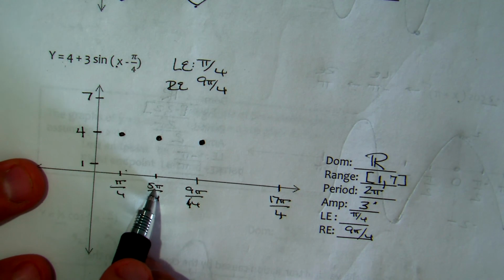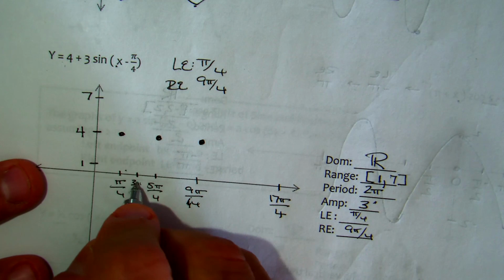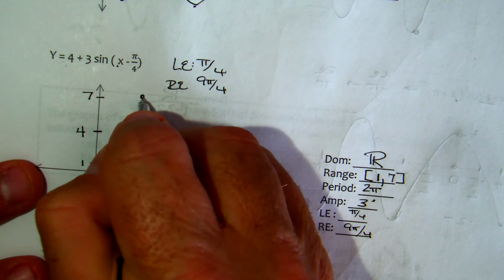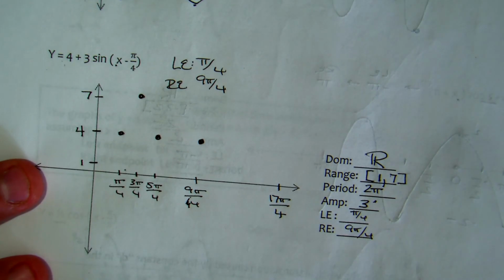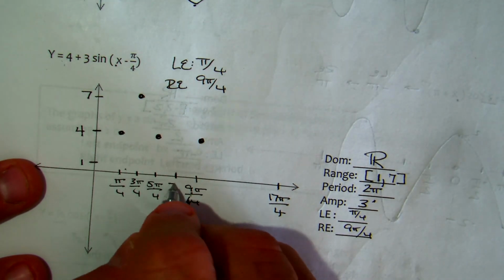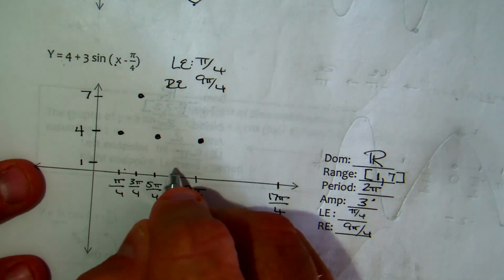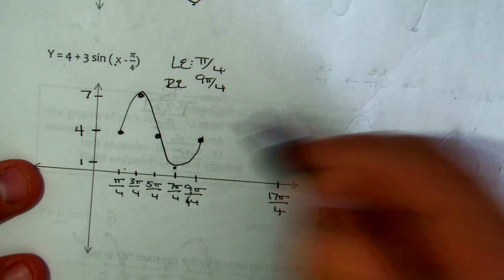1 pi over 4 plus 5 pi over 4 is 6 pi over 4. Half of that is 3 pi over 4, which is where my max would be, at 7, because 3 plus the 4 is the 7. 5 plus 9 is 14. Half of 14 is 7, so that's 7 pi over 4, which would be at 1 because of the shift.